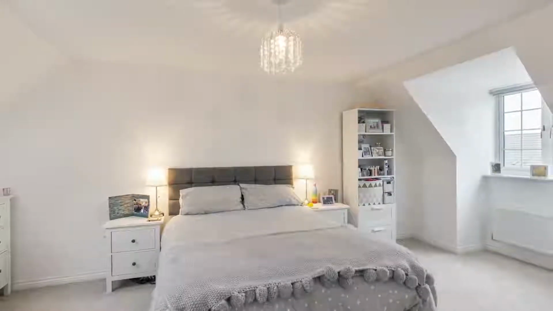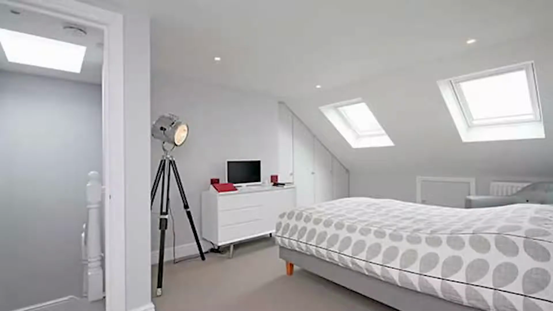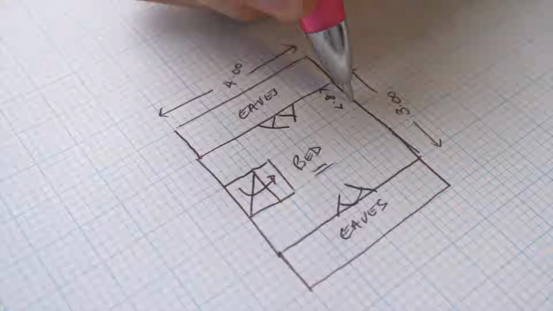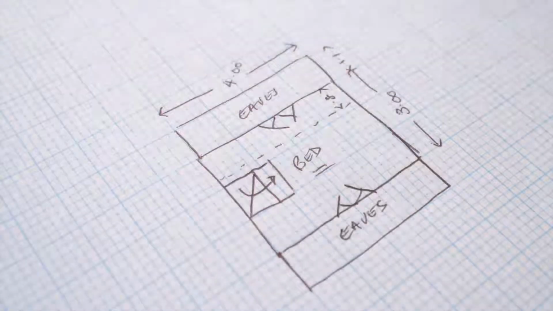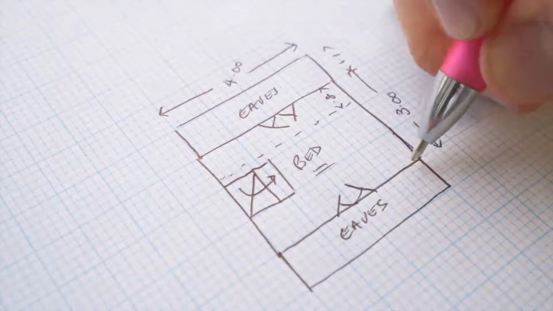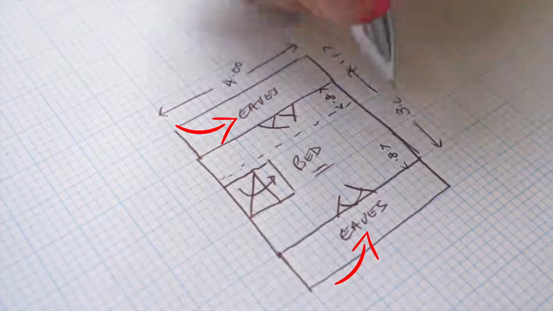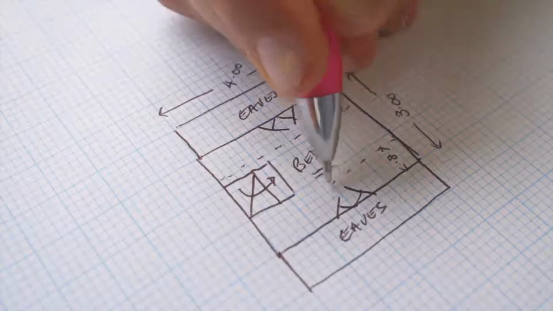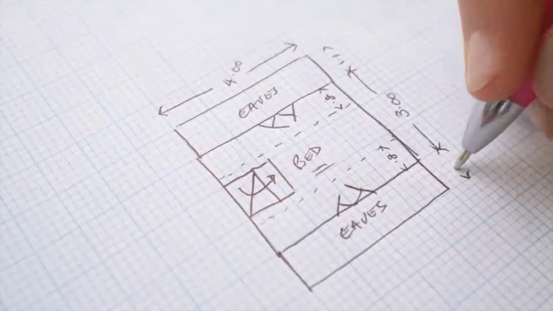If you enter a property that has restricted head height, it's important to add this to your sketch. Anything that is under 1.5 meters is considered restricted head height. In order to represent this restricted head height on the plan, just use dotted lines in the areas where the height is restricted. If there are cupboards or storage above, you can write eave storage or cupboards, so that way everyone knows why the head height is restricted. This gives us all the information we need for a room with restricted head height.